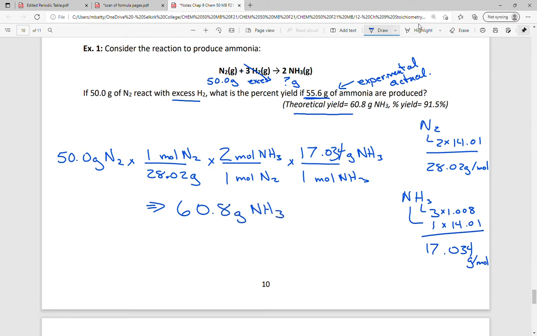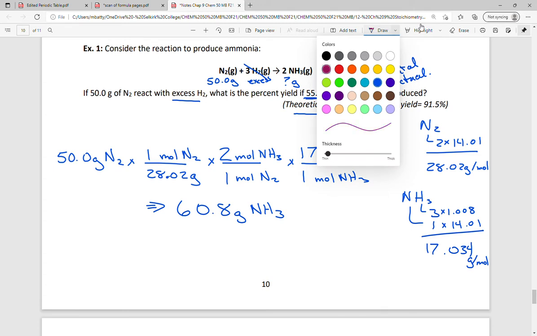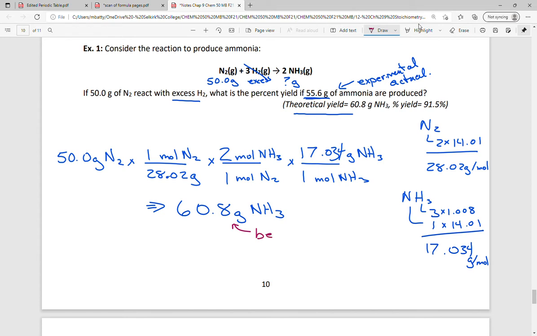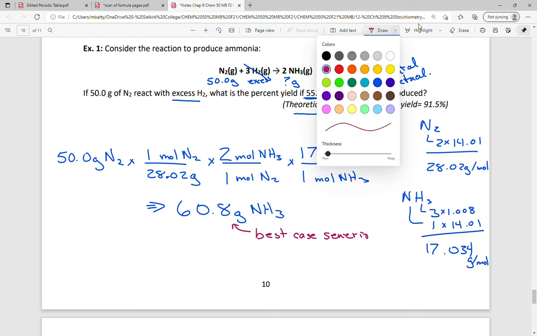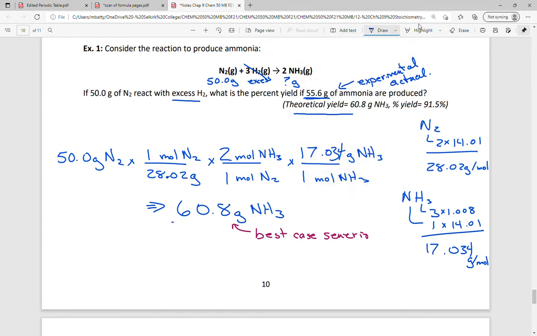This is best case scenario, if you want to think of that. This is your theoretical yield. So best case scenario. Did I spell scenario right? Hope so. You can email me if I've spelled it wrong. So if I want to, this is now my theoretical yield. So my theoretical yield is that 60.8 grams of NH3.